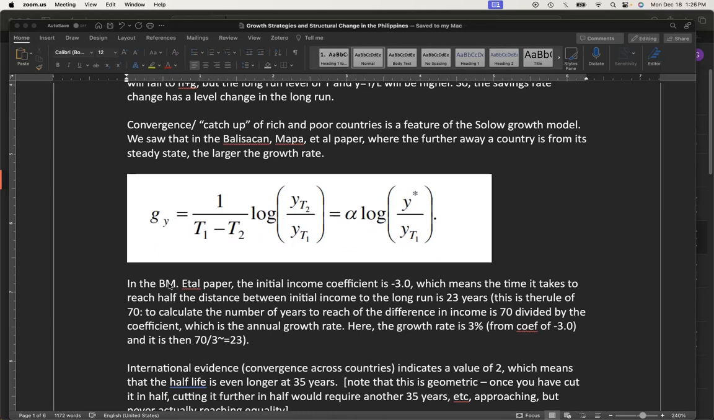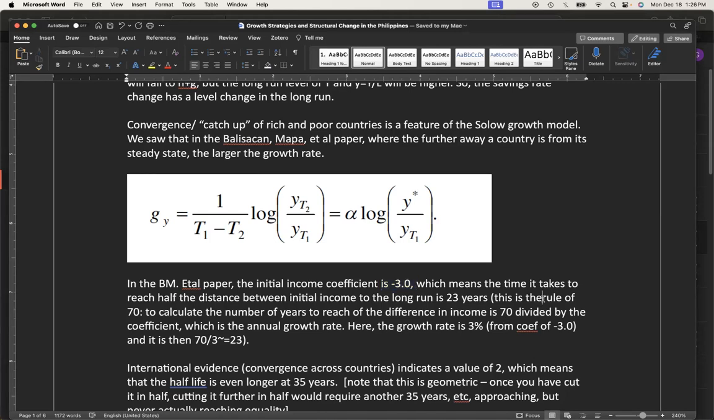So in Balisacan Mapa, the initial income coefficient is -3, and this is the speed of convergence. The convergence is 3% per year. Okay, so poor provinces with a smaller GDP will converge to the richer provinces at the rate of 3%.